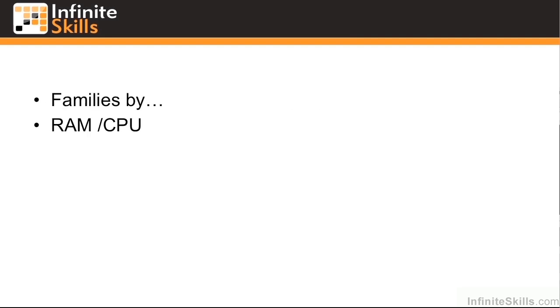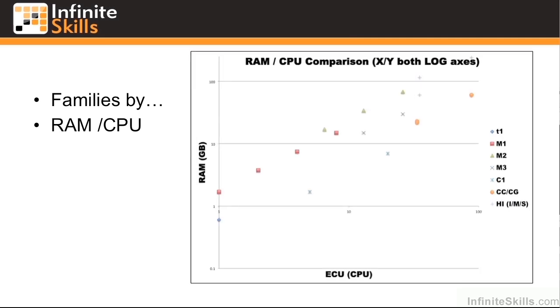First, let's look at the family of RAM and CPU. If we look over at our key on the right, we see that we have T1s, M1s, M3s, and so forth. These are grouped according to their icon. One thing to note about this graph and the next graph is that both of these axes are log. So this machine up here has 100 gigabytes of RAM versus this machine down here, the T1 Micro, which only has a couple.